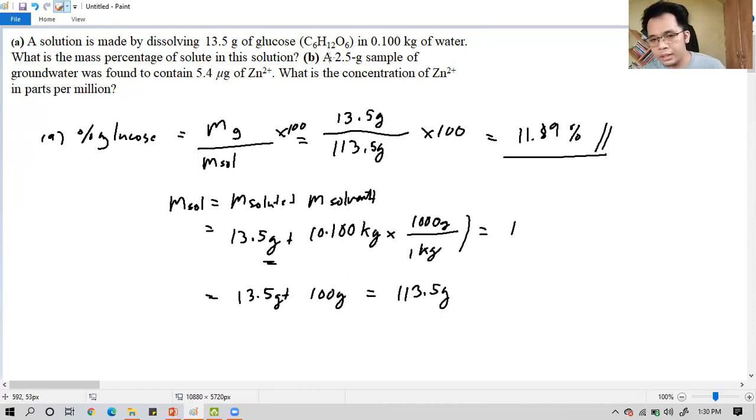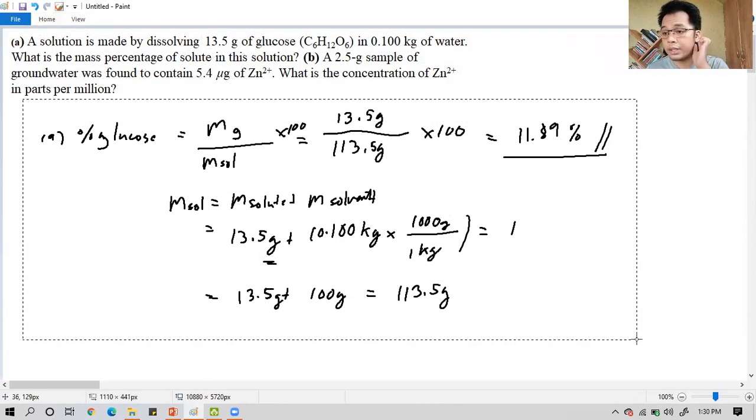This one here is for the calculation of parts per million. Just take a screenshot, guys, because I will cut this problem here.